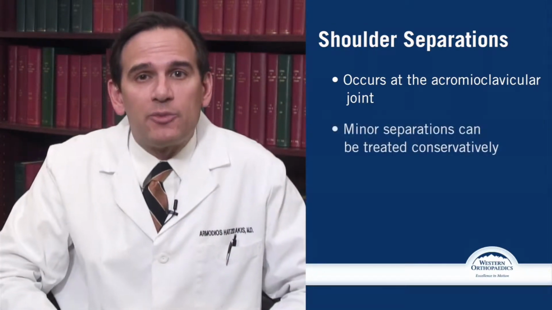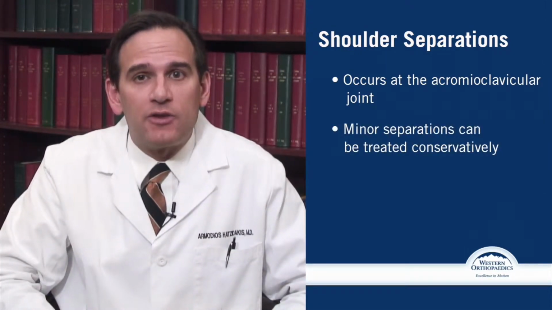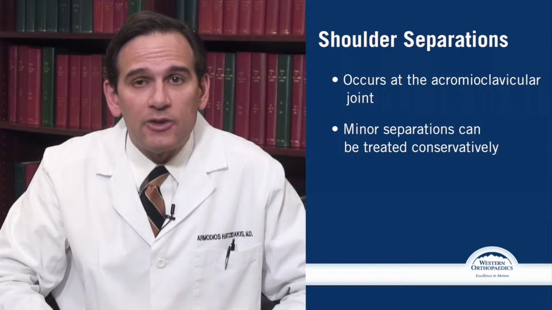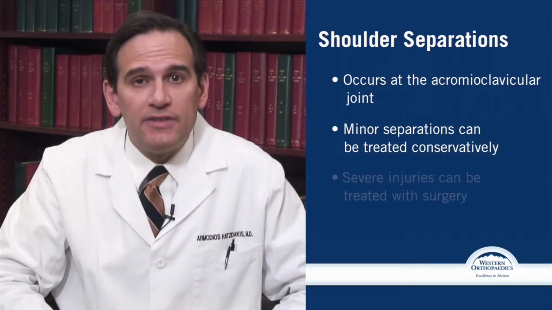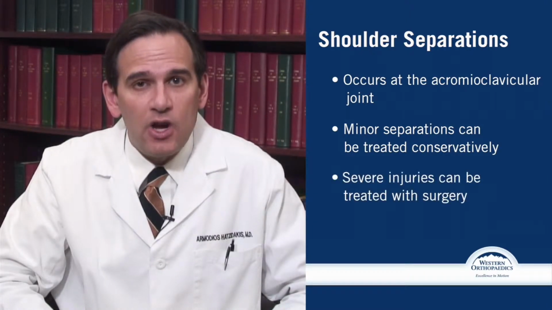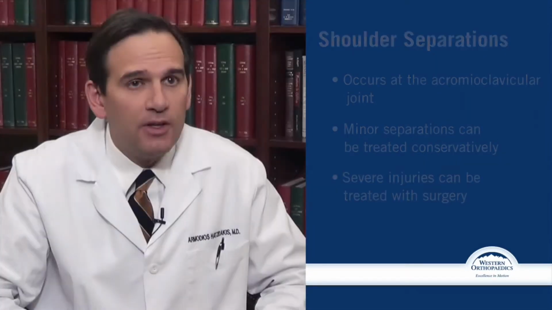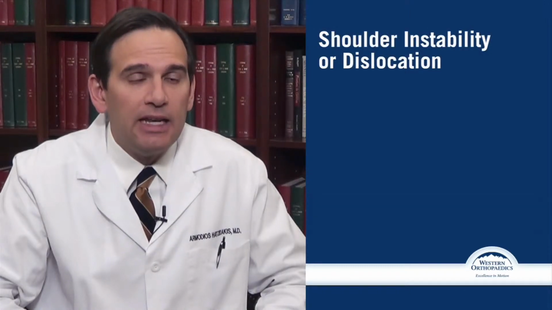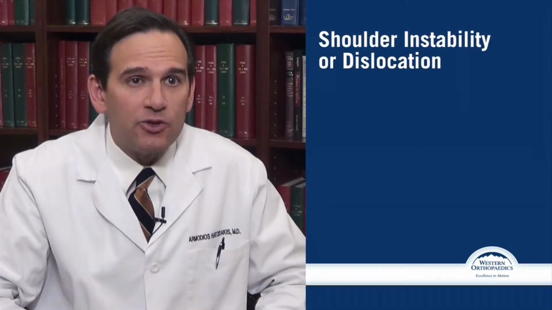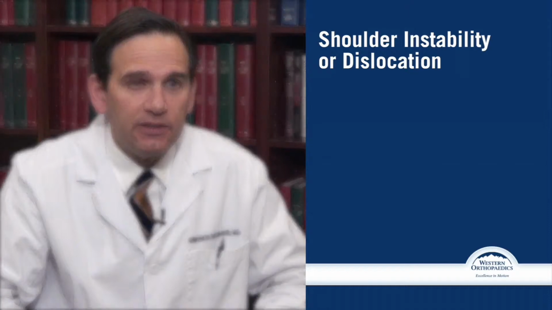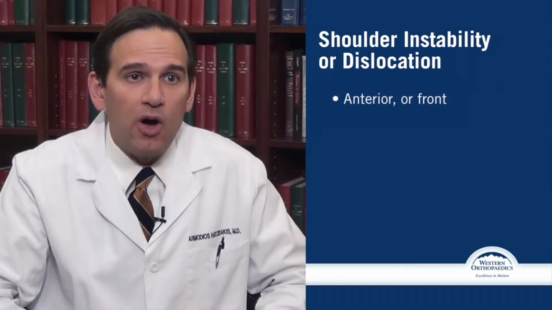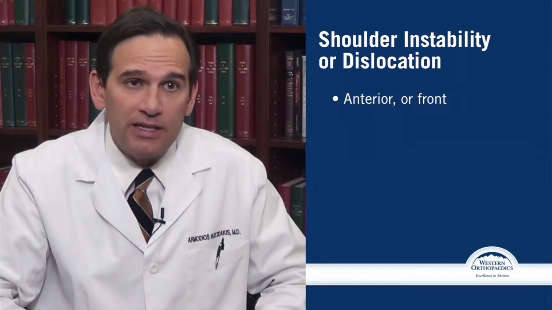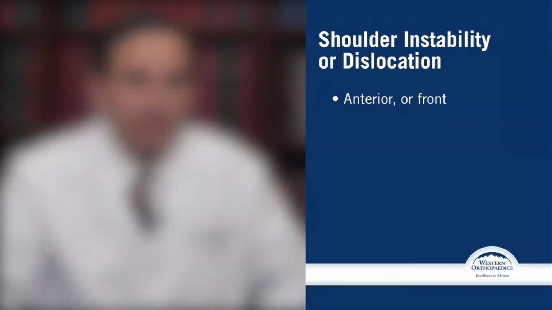Usually, more minor separations can be treated conservatively and do well without surgery. More severe injuries can be treated by reconstructing the torn ligaments and stabilizing the joint. The third common problem with shoulders is instability. An injury can cause the main ball and saucer joint of the shoulder to dislocate. The most common direction is anterior, with the ball of the humerus dislocating in front and below the socket.